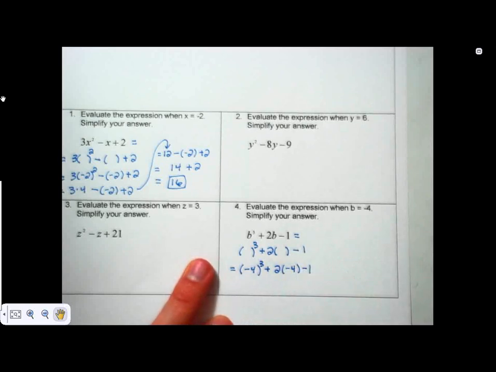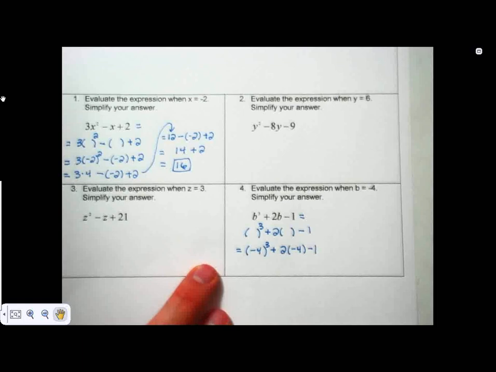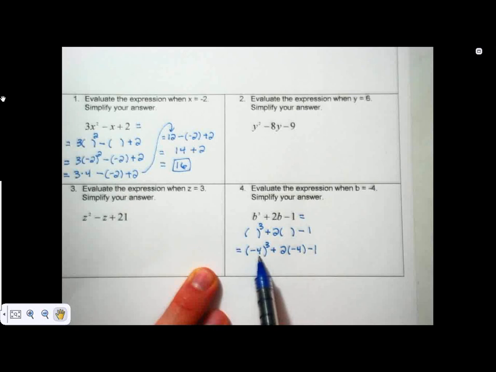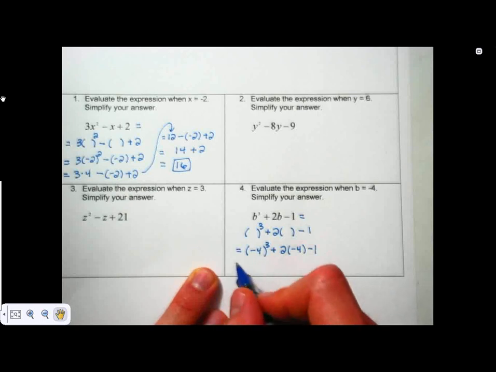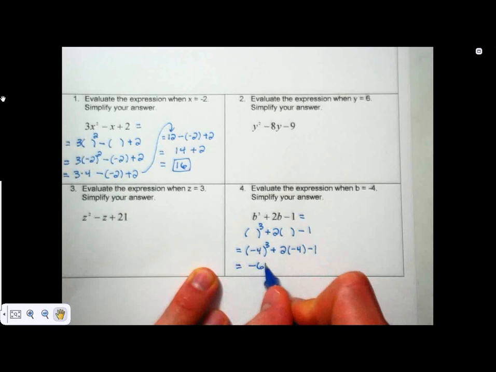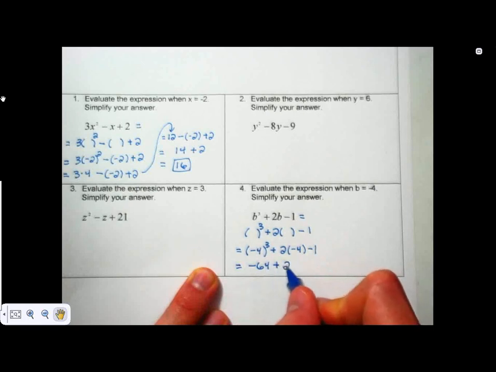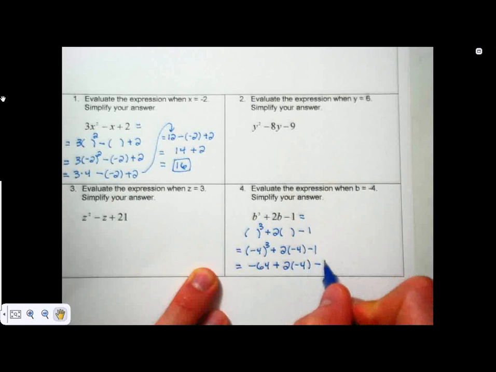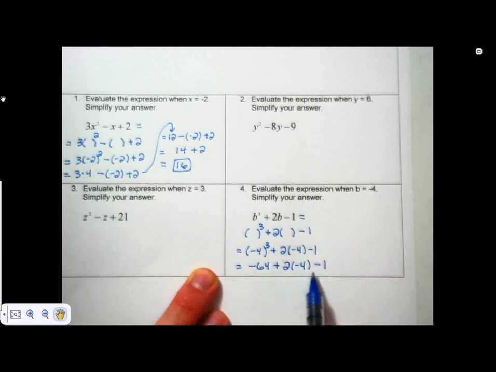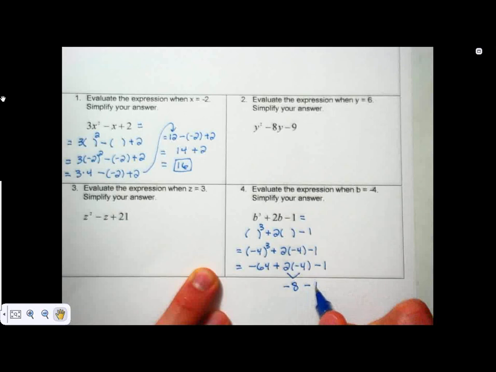Okay, after I've plugged the number in, now it's an order of operations problem. So I'm supposed to do parentheses first, but there's nothing to do inside the parentheses, so exponents come next. Negative 4 to the third is negative 4 times negative 4 times negative 4, which is negative 64. Everything else stays the same. Next step, I've got addition, subtraction, and multiplication. So I do the multiplication. 2 times negative 4 is negative 8. Keep everything else the same.